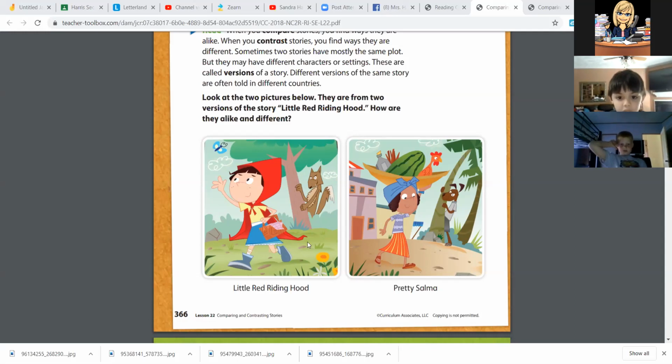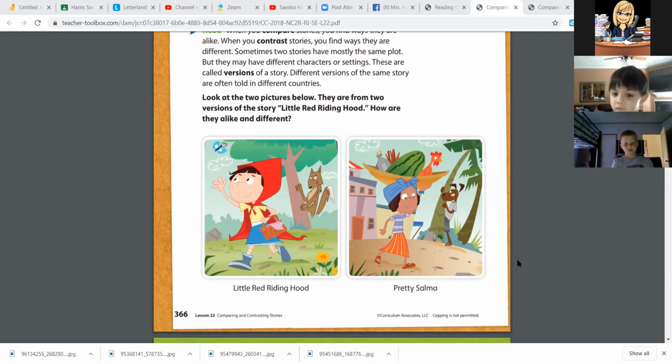So that's starting to contrast. What do you see as different? What would you contrast? They're both kind of wearing a hood. That one's wearing a bandana and that one's wearing a hood. So they're both wearing a head covering. Okay, this one says Little Red Riding Hood and this one says Pretty Salma. So another contrast is they have different names. Her name is Little Red Riding Hood, and her name is Pretty Salma.